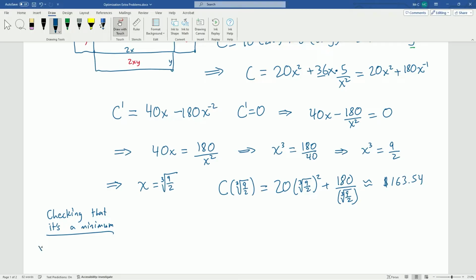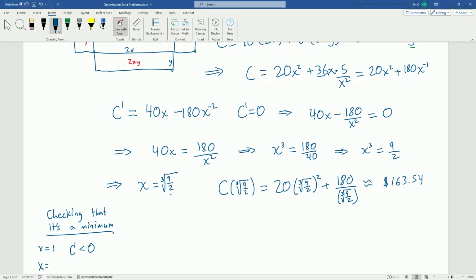So let's pick an x value that's smaller than the cubed root of 9/2. Well, an obvious one is just 1, right? 9/2 is bigger than 1, so even the cubed root is bigger than 1. So we'll just go with x equals 1. And what does that tell us about the derivative? I'm going to get 40 minus 180. That's definitely negative.